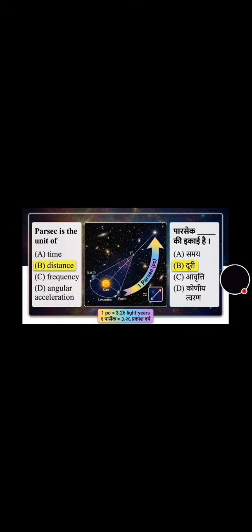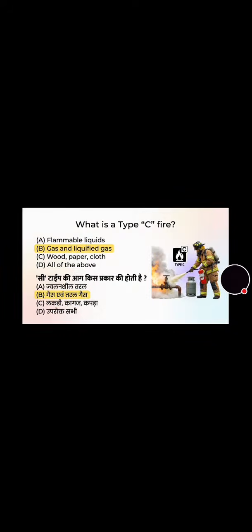Now move towards the next question that's on the screen. The condition for maximum efficiency of DC motor is what? Its correct answer is option D, that is variable losses equal to constant losses. Now we will move towards the next question that's on the screen. What is a type C fire? And the options are flammable liquids, gas and liquefied gases, wood, paper, cloth. And its correct answer is option B, that is gas and liquefied gases.